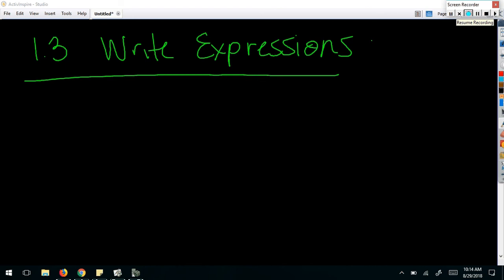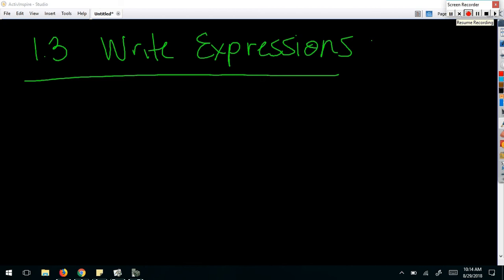In just an expression, it doesn't have to have variables, but I've got operations, okay? Everything we did this morning in warm-ups are expressions. And you brought up a good point. Expressions do not have equal signs. Equations have equal signs. Expressions do not, okay?